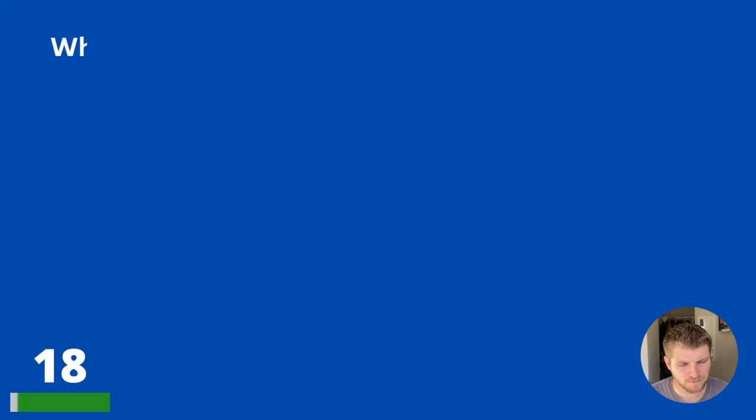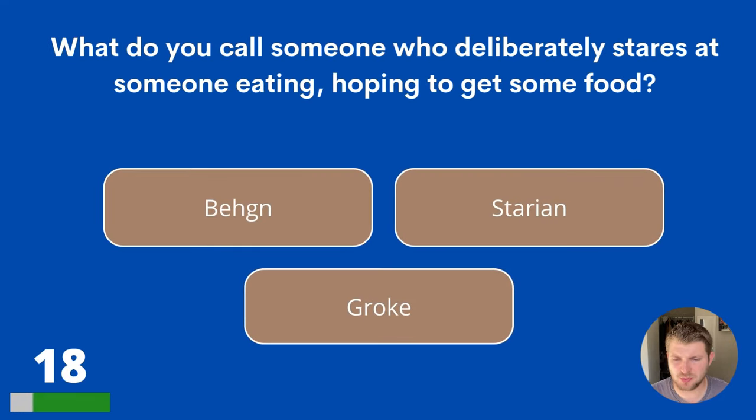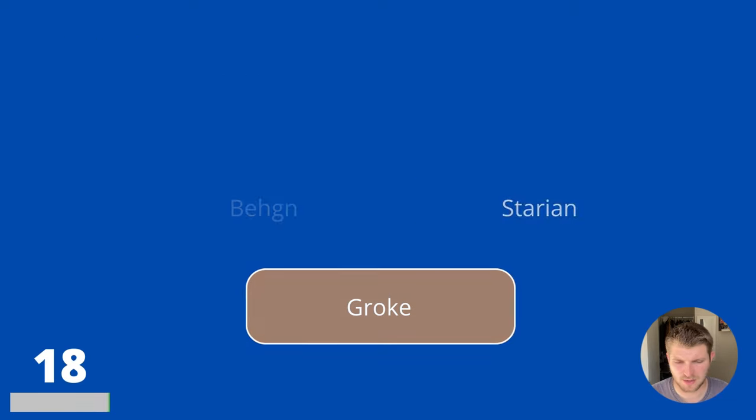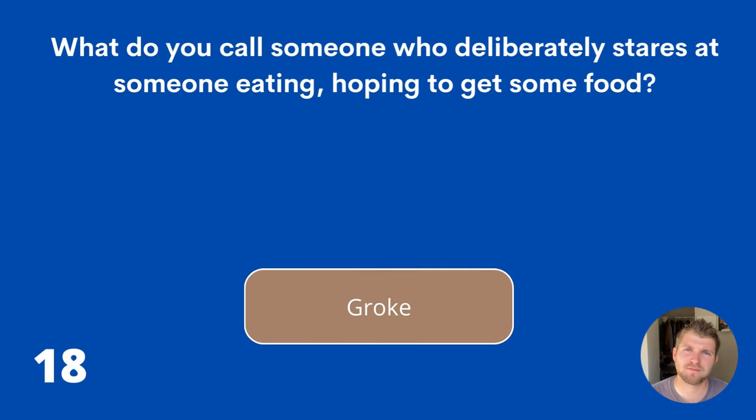Question 18. What do you call someone who deliberately stares at someone eating, hoping to get some food? Bane, Starion, or Groke? The answer is Groke.